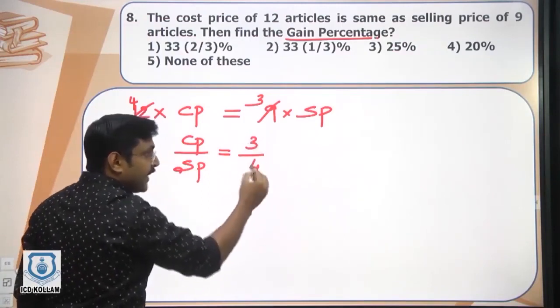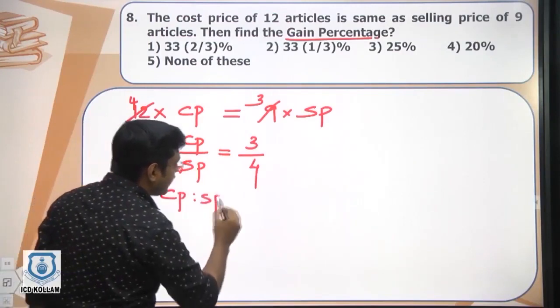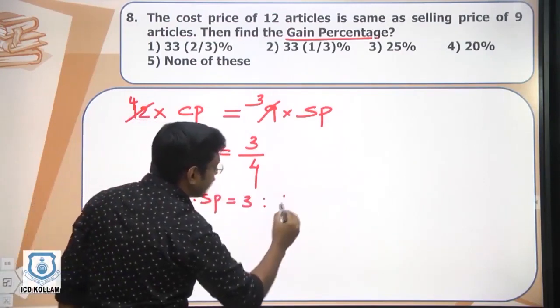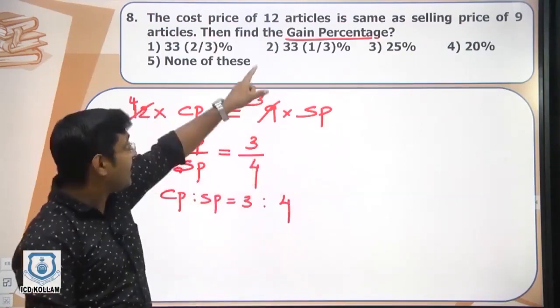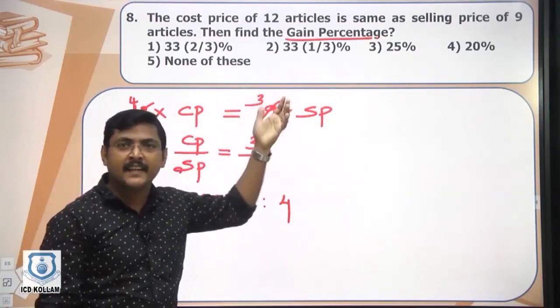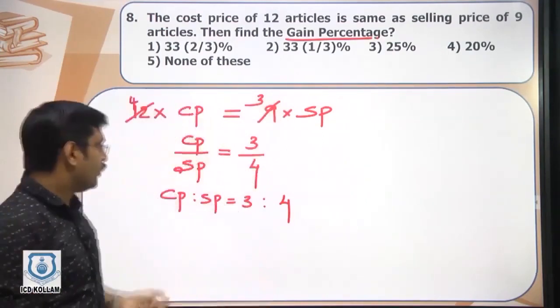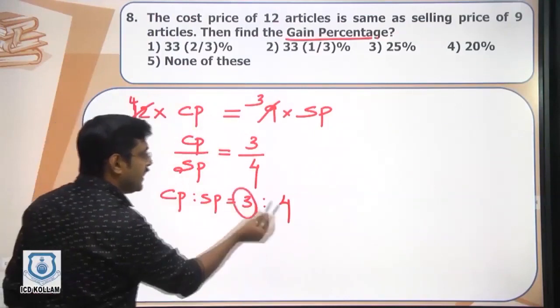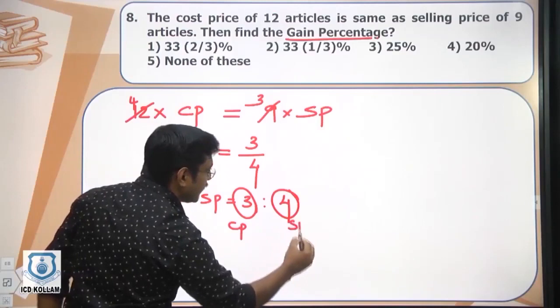We know that a fraction can be written in ratio form, so I can say that cost price is to selling price is equal to 3:4. Yes, we got the ratio value for cost price and selling price. And since we need to find only the profit percentage, as I said earlier, if we need to find the percentage, the actual values are not required. So we can consider the cost price as 3 and the selling price as 4.